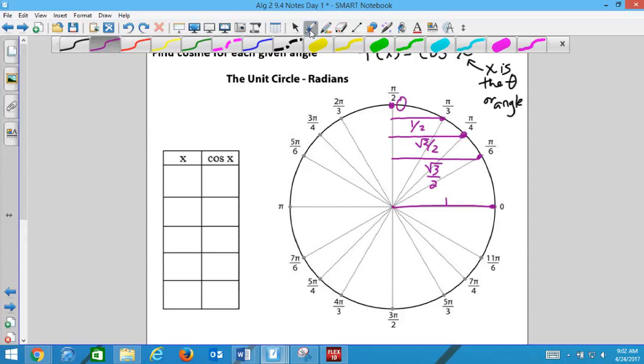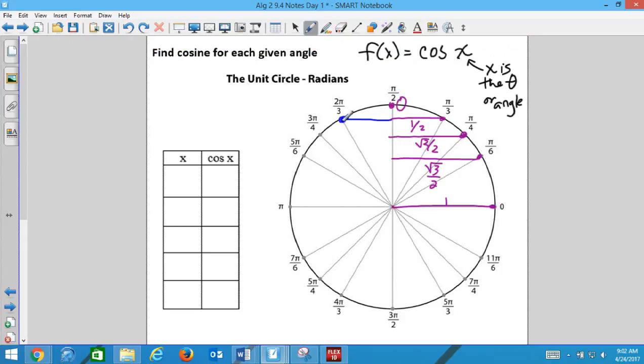Then once we hit 0, what happens to my next x value at 120 degrees? -1/2. Then negative square root of 2 over 2. Then negative square root of 3 over 2. And then we've got -1.